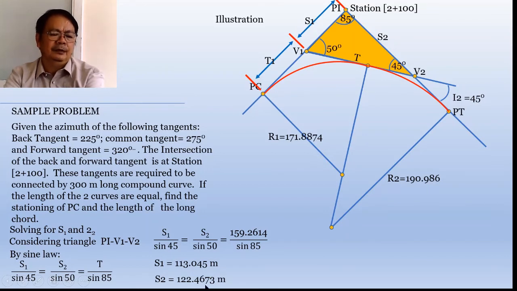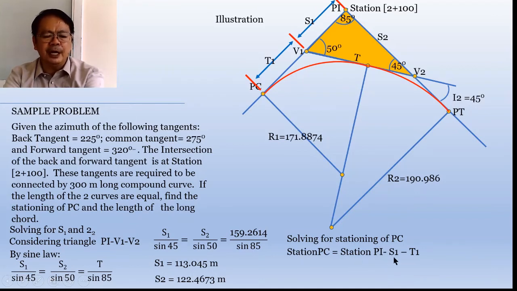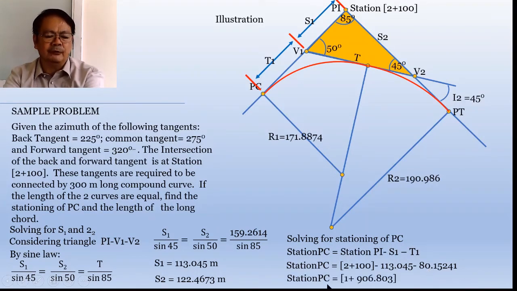Now, what shall we do after solving for S sub 1 and S sub 2? After solving for S sub 1, we can compute the stationing of the PC, because PC can be solved from the stationing of PI minus S sub 1 minus T sub 1. If the values are substituted, S sub 1 is 113.045 and T sub 1 was just computed a while ago at 80.15241. Therefore, the stationing of the PC is at 1 plus 906.803. So we have already computed the first question.